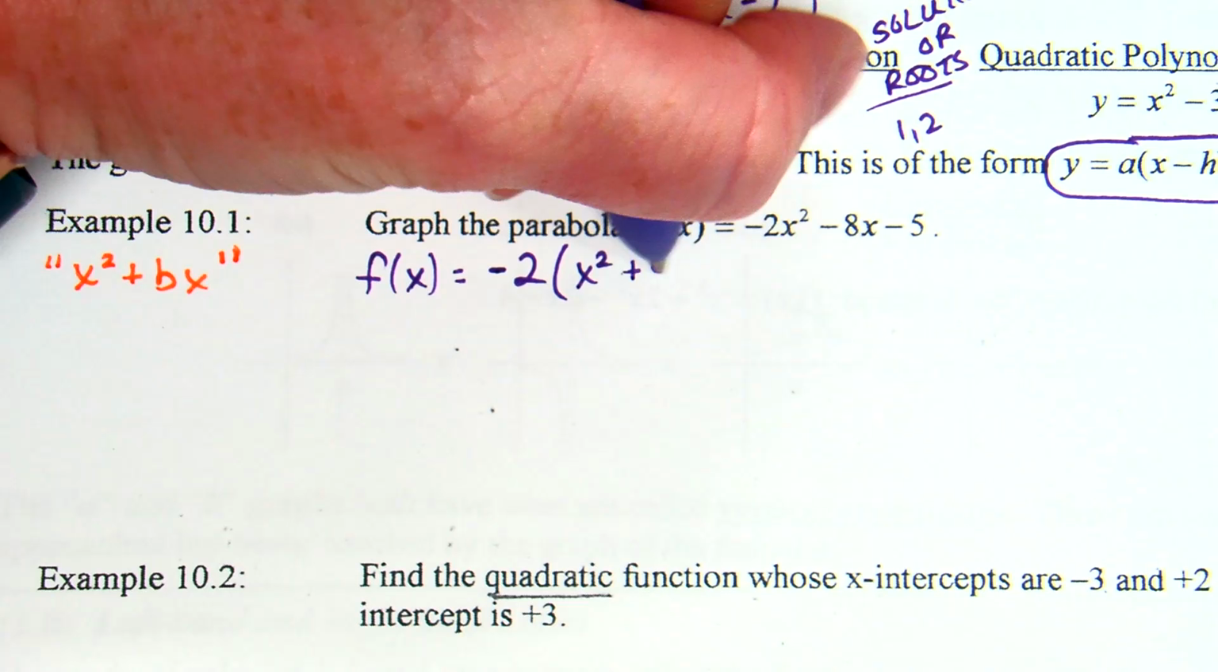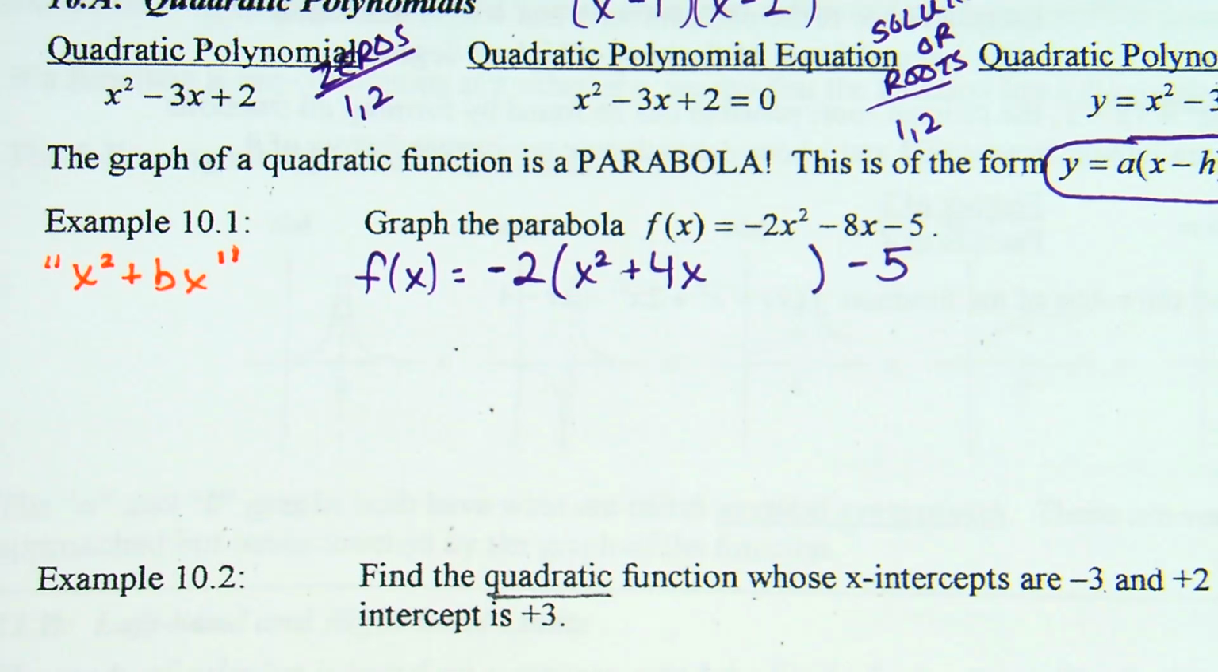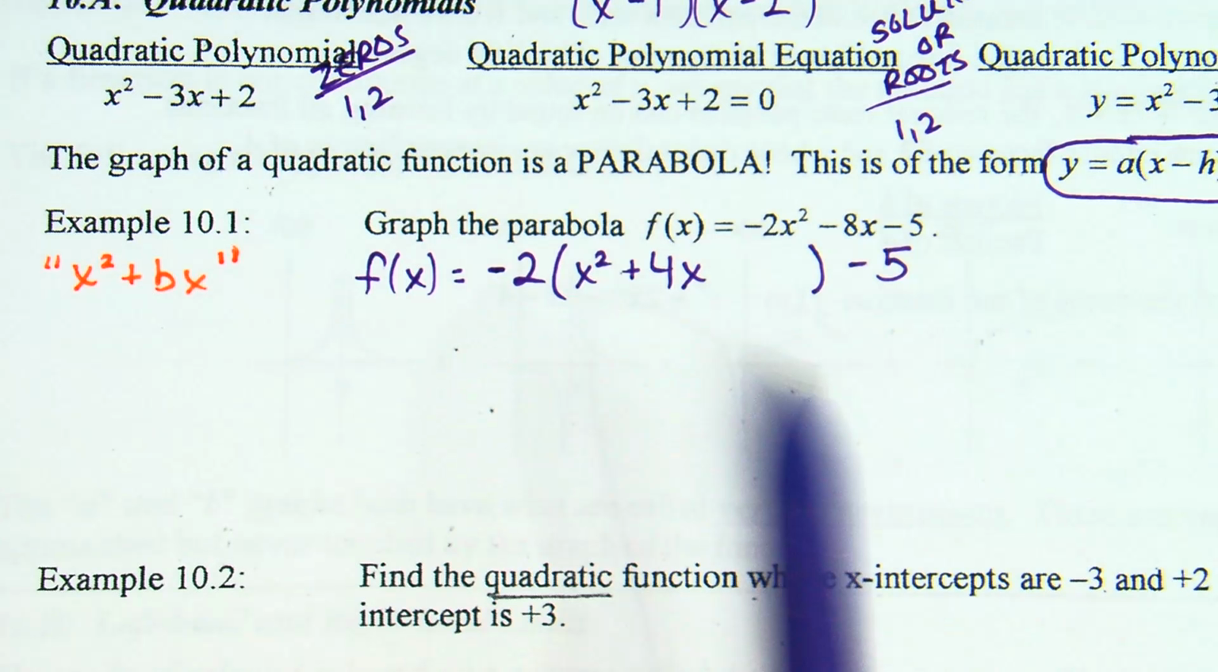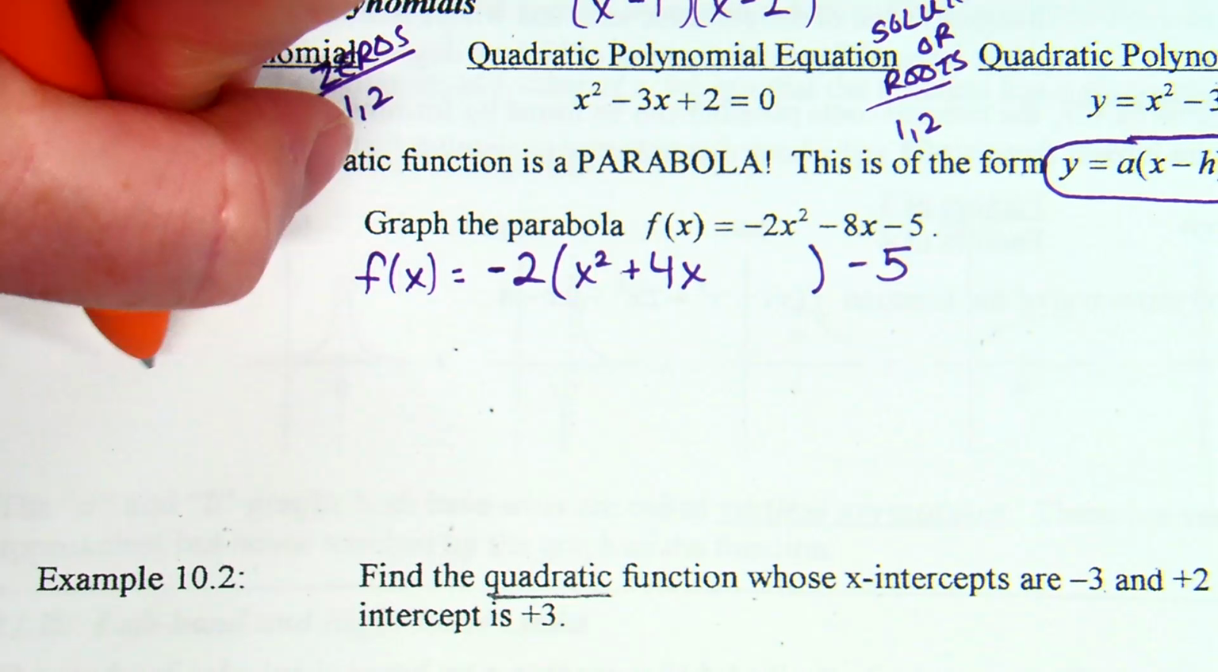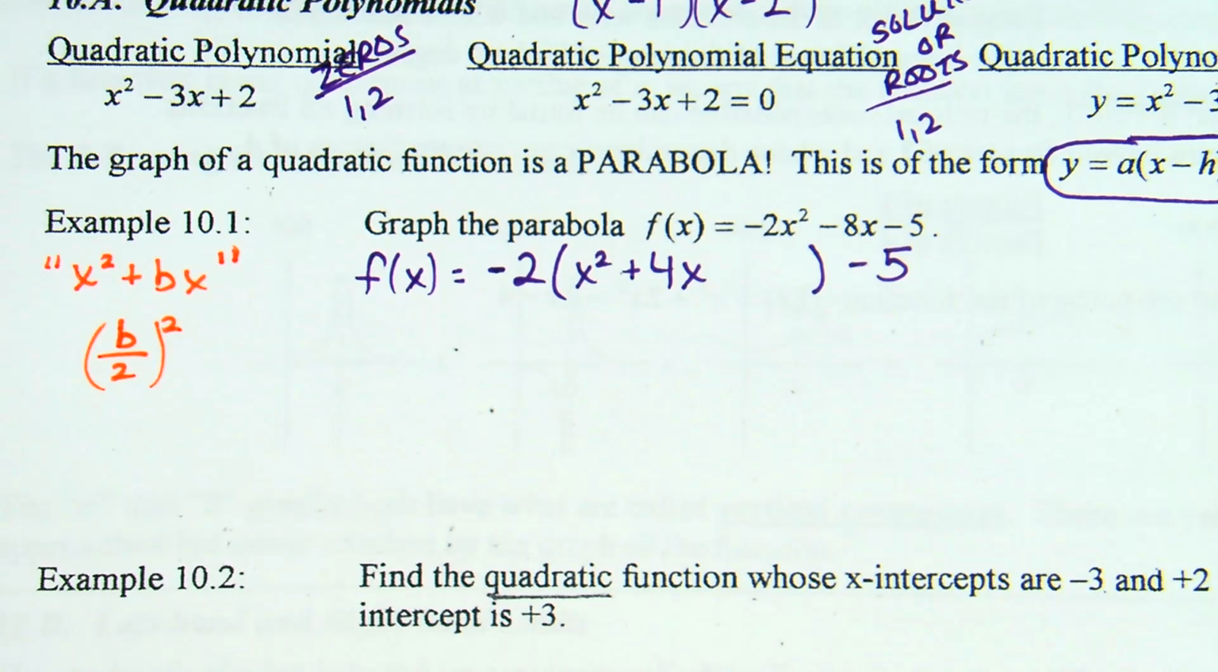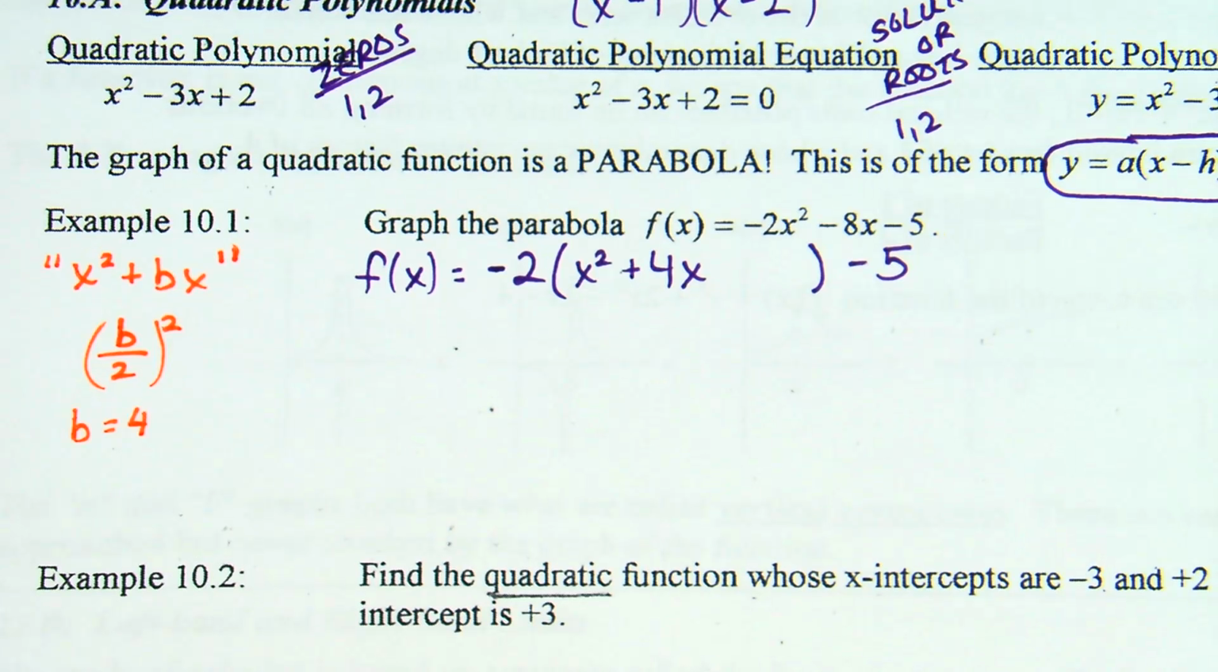Now, do I have x squared plus bx? I do. I have x squared plus 4x. The negative 2 is my coefficient out front. We have this minus 5 out back. After you have x squared plus bx, how do I complete the square? B over 2, quantity squared. So what is my b here? B is 4. Now that I've factored that 2 out, b is 4. And so if we do 4 over 2 quantity squared, we get 4.